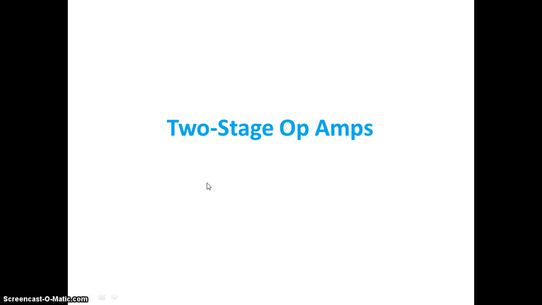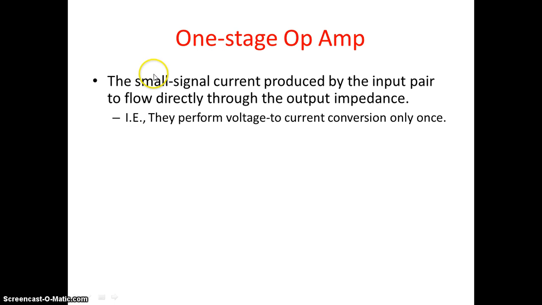Hi all, in this video I am going to explain a two-stage op-amp. Before getting into this two-stage op-amp, let us review the single-stage op-amp that we discussed in our previous video lecture. Our single-stage op-amp is going to produce the small signal current produced by an input pair to flow directly to the output impedance.